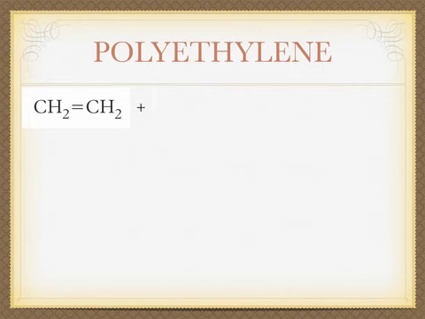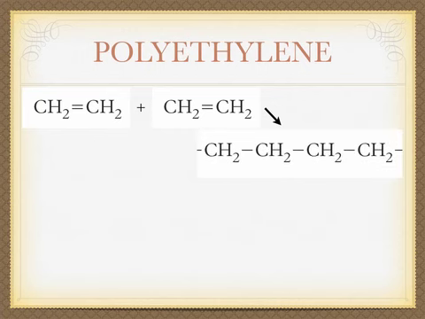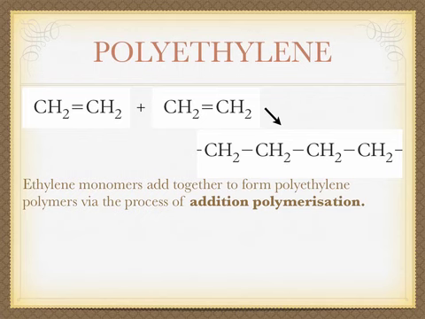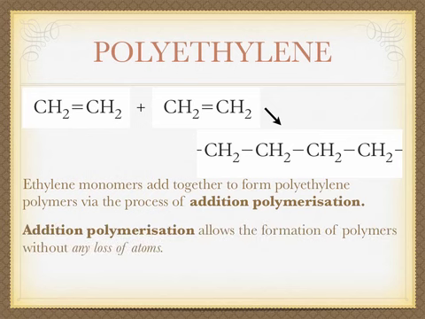Polyethylene is formed from the monomer unit ethene. Remember, ethene is the systematic name of the monomer, ethylene is the IUPAC preferred name, two names for the same substance. If you have two of these monomers reacting, you can form the polymer polyethylene. The ethylene monomers have added together to form polyethylene via a process known as addition polymerization. It's a very simple polymerization technique. You are simply adding identical molecules together. So addition polymerization is a process that allows the formation of polymers without any loss of atoms.